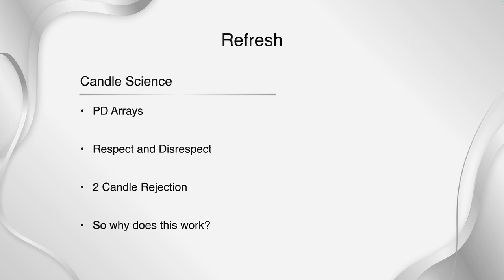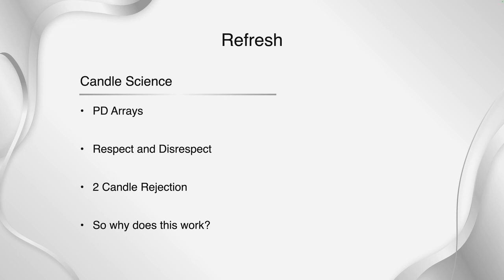And when we looked at those PD arrays, we could see the candle delivery, so that candle direction again. We could see that through respect and disrespect, and important as well, 2 candle rejection, right? So we can see through the previous candle what the next candle will likely do, what the highest probability thing is for the next candle to do based on the PD arrays, the respect, disrespect, and the 2 candle rejection. So then the question becomes, and I can understand that this question arises, why does this actually work? What is going on in that candle science?